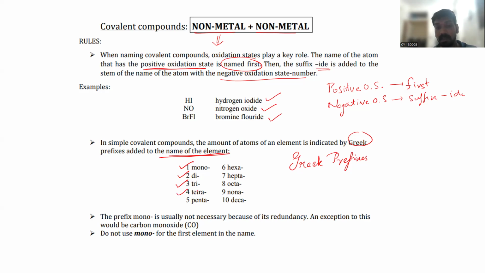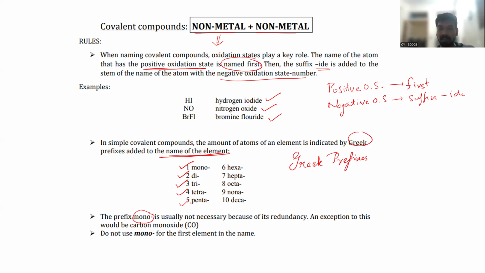For 4 we are keeping tetra. For 3 we are using tri. For 2 di, 1 mono. 5 for penta. 6 hexa, hepta, octa. You all know these terms. 10 deca. The prefix mono is normally omitted.